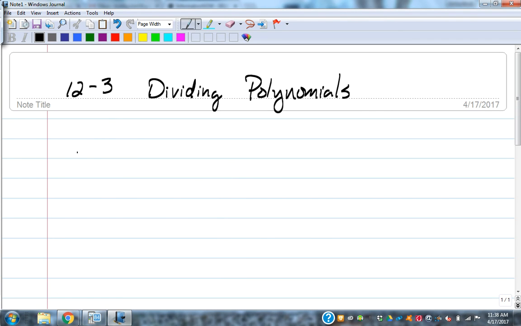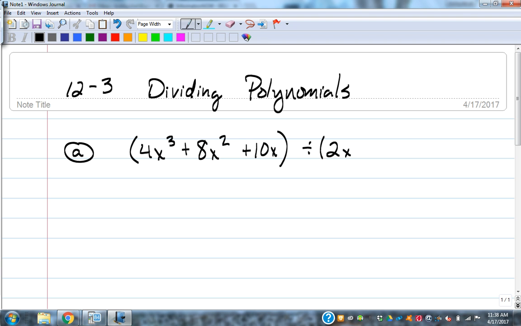We're going to divide this polynomial, 4x to the third plus 8x squared plus 10x. We're going to divide that by 2x. So we're dividing a large polynomial by a monomial. This one has 3 terms, this one has 1 term.